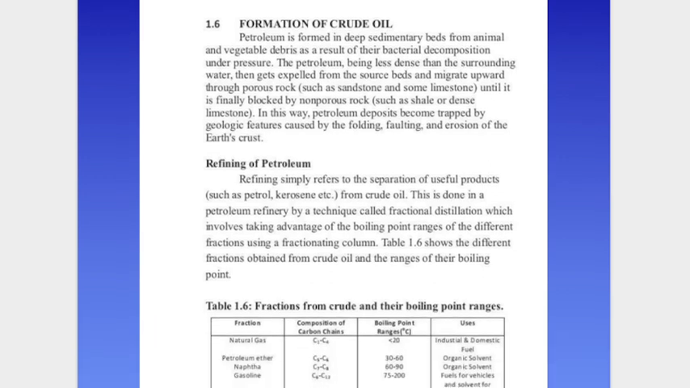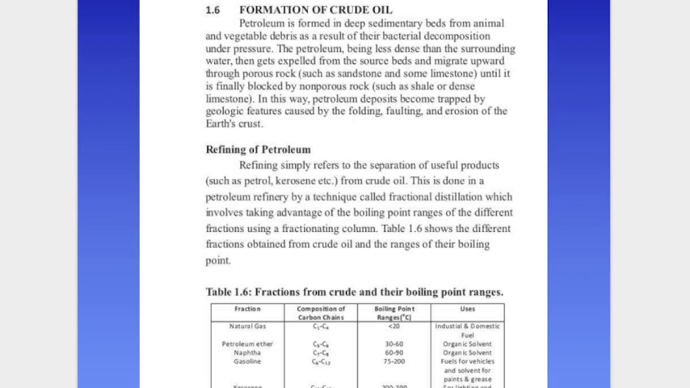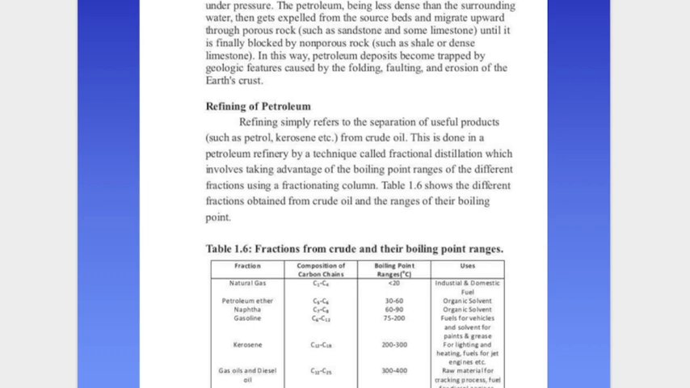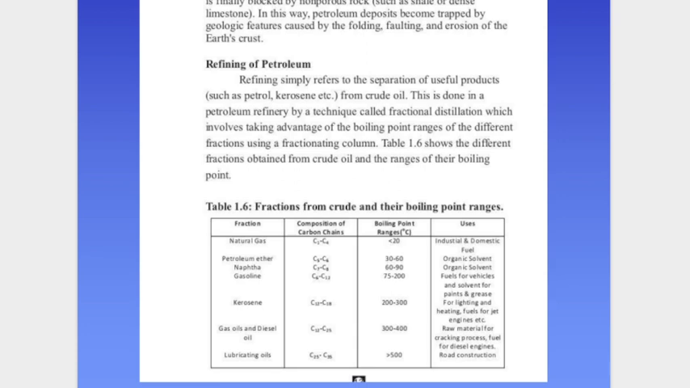Now let's get into refining petroleum. Refining simply refers to the separation of useful products such as petrol and kerosene from crude oil. This is done in a petroleum refinery by a technique called fractional distillation. This basically involves taking advantage of the boiling point ranges of the different fractions using a fractionating column. So we'll just consider a few of them.